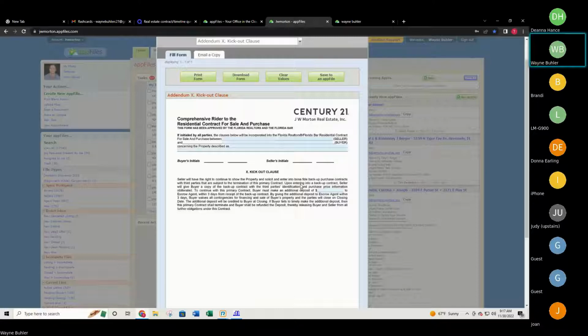You just make sure that that's all there. And obviously the additional 3,000, I mean, it says it's going to be credited to buyer at closing. It's not adding to the purchase price or anything. It gets used for that same purchase price that was original. It's not more money.